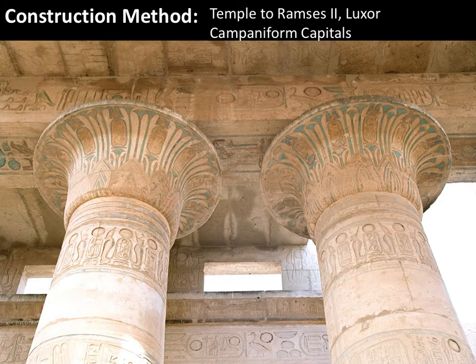I also said that capitals come in campaniform. That's a bell shape. And here you are. Here's a definite bell shape from the Temple of Ramses II. How lovely. Okay, let's look a little closer at the decoration.